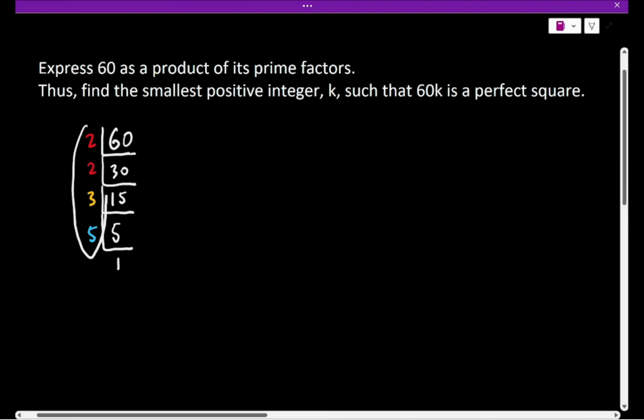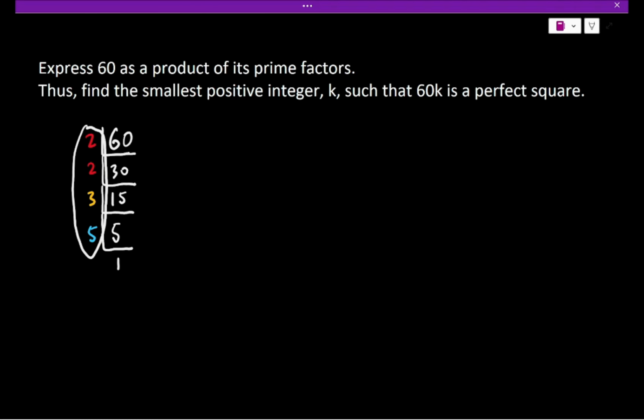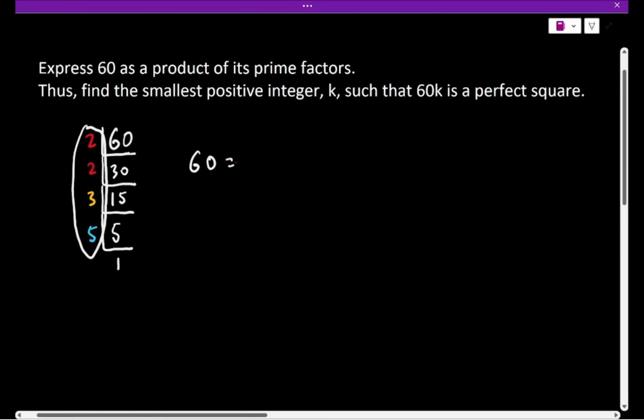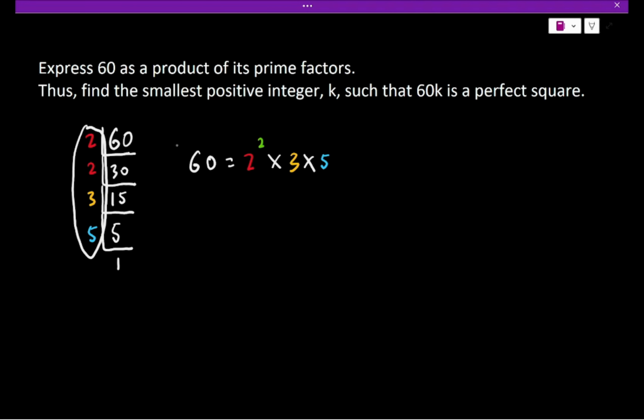So these are all the prime factors. We can just write it all together. 60 is equal to 2 to the power of, in this case we have two 2's, so we are going to have it squared, times 3 to the power of 1, because there's only one 3, so we don't have to worry, and then times 5, again to the power of 1, so we don't have to worry. Okay, this is part 1 done.